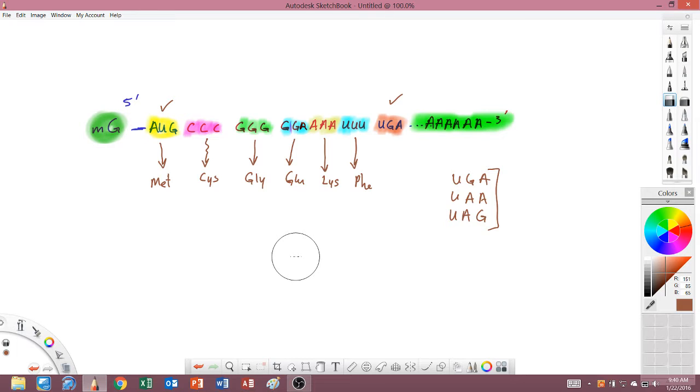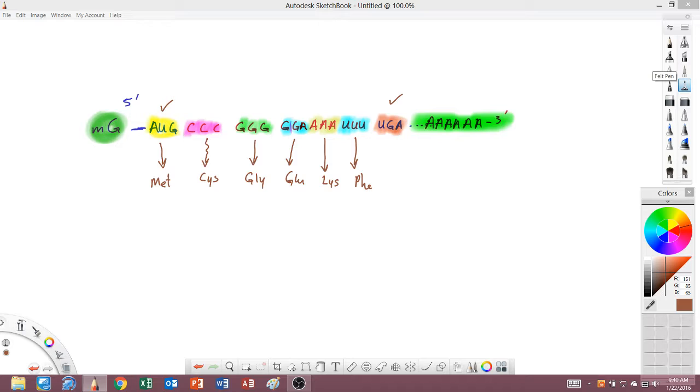Okay. So memorize these. The rest, all 64, will be given to you. But sometimes AUG and the stop codons might not be given to you. You have to be able to recognize them. Okay? So that's one thing.